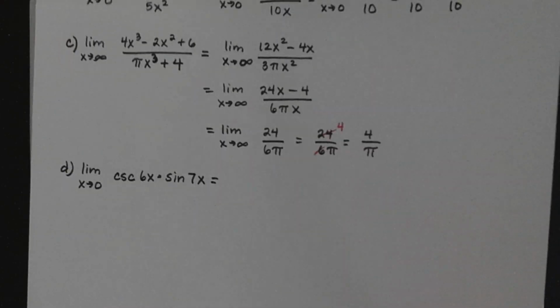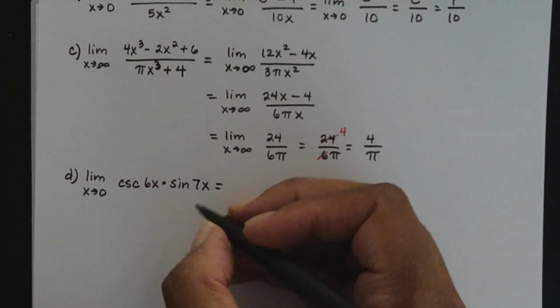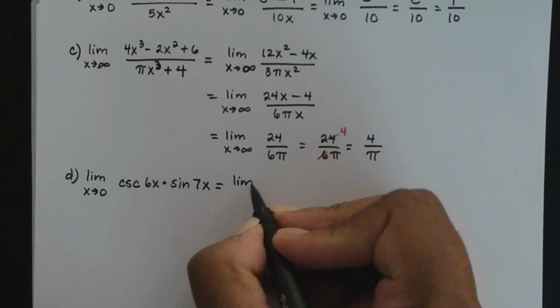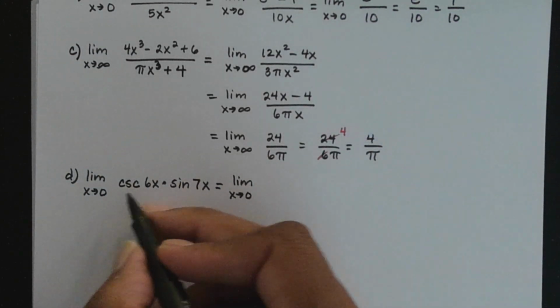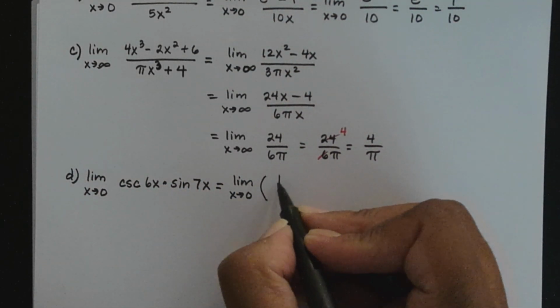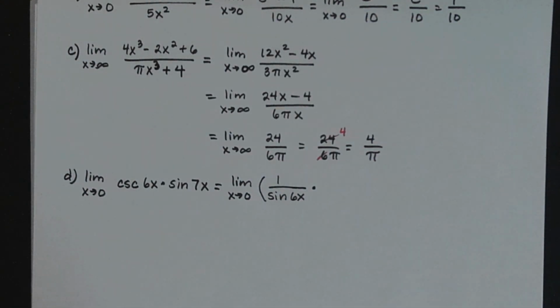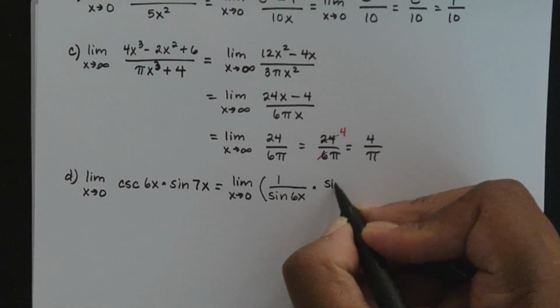What I need to do here is write this in a different way, so I will have either 0 over 0 as an indeterminate form, or infinity over infinity as the indeterminate form. So let me bring up the limit as x approaches 0. Using a trig identity, the cosecant of 6x, I know what this is, 1 over the sine of 6x. That's one of those reciprocal identities that we talked about way back in section 1.4. And that's multiplied by the sine of 7x.